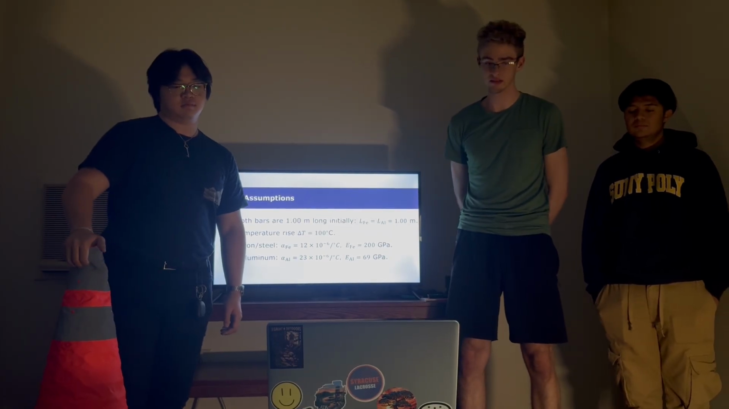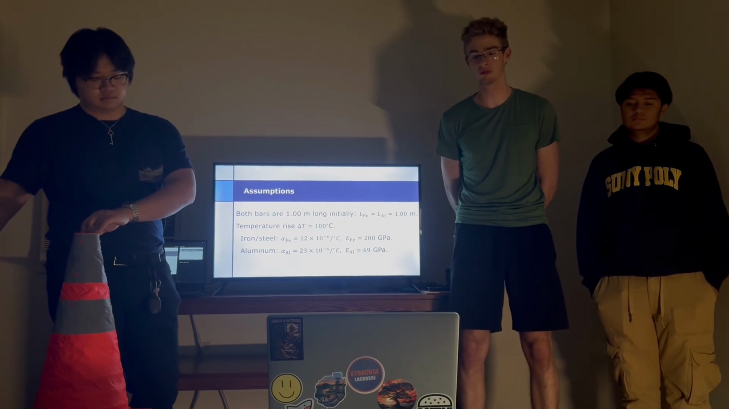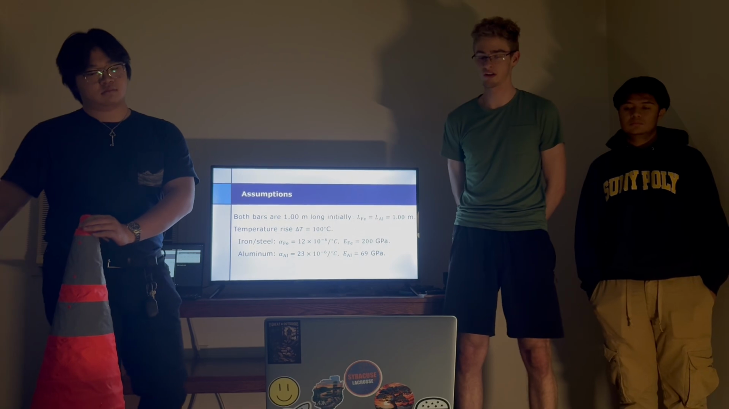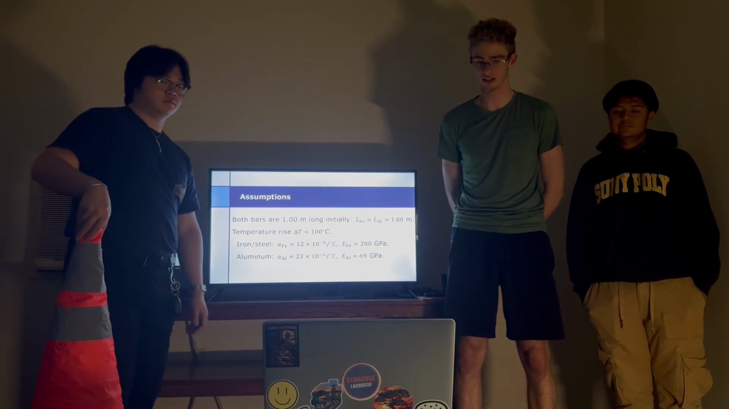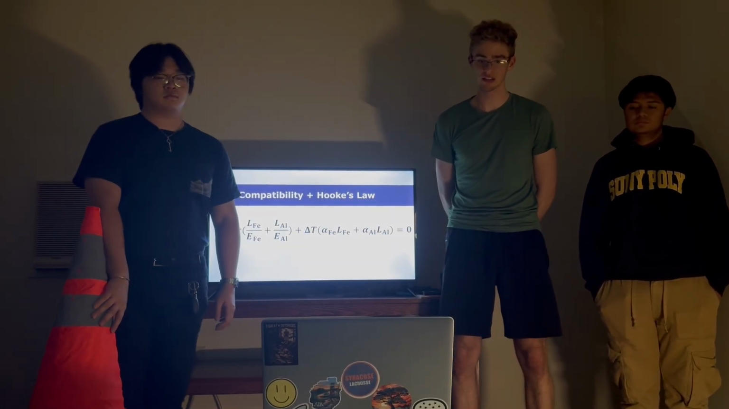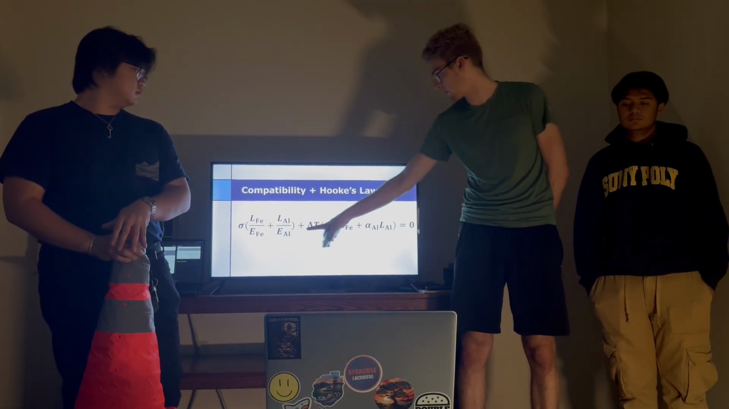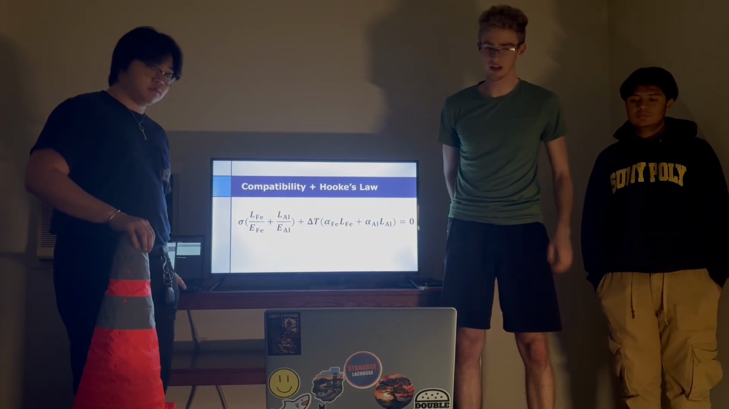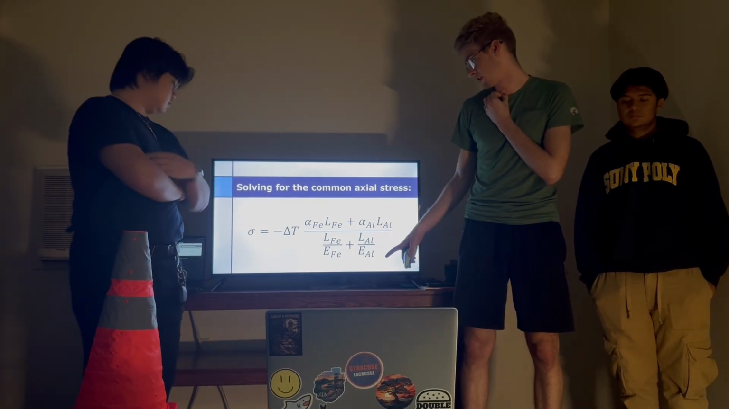Key physical ideas: because the ends are rigid, the total length after heating must remain at 2 meters exactly. Both bars would freely expand if unconstrained, but the constraint forces them to share a common compressive stress. We call this stress sigma, and it will be negative for compression. Deriving the stress, compatibility and Hooke's law gives us the governing equation given right here, which must equal 0. Solving for common axial stress gives us this equation right here.